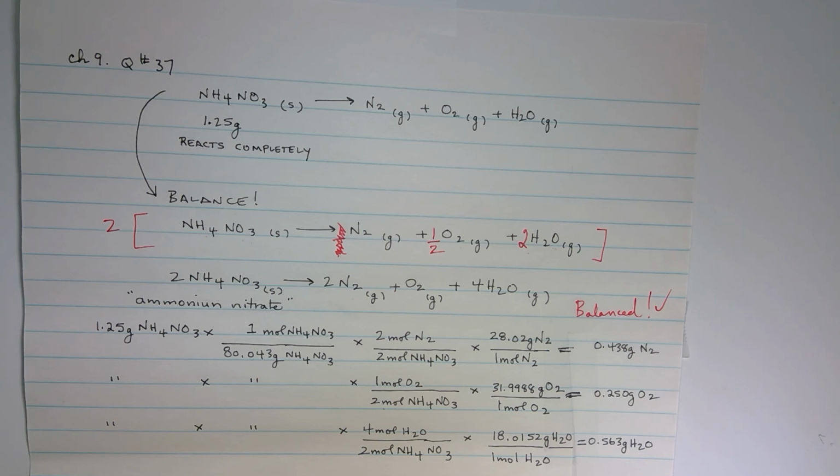Here we are at question 37 at the end of chapter 9. We have ammonium nitrate, solid, decomposing to produce 3 different types of gases. We have 1.25 grams reacting completely to produce these 3 different products, and we're asked to find the mass of each product formed. When you only have one reactant, there's no limiting reactant calculation because, of course, the one reactant will limit the reaction, and this is reacting completely, so there is no ammonium nitrate left over at the end.